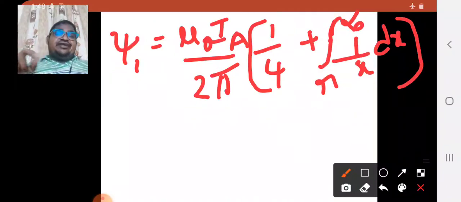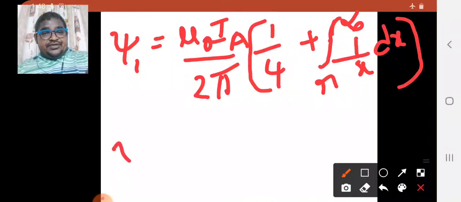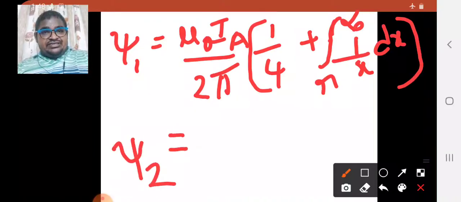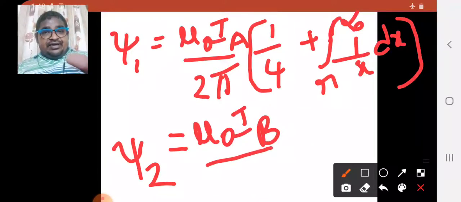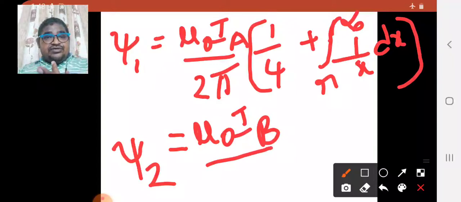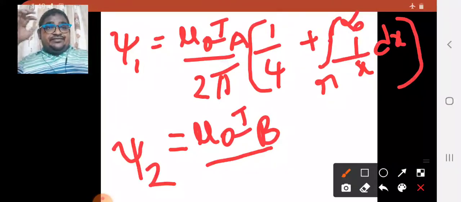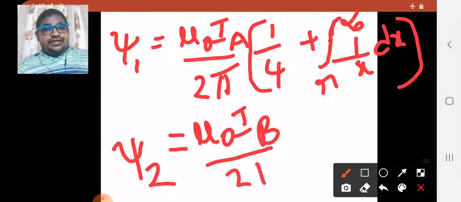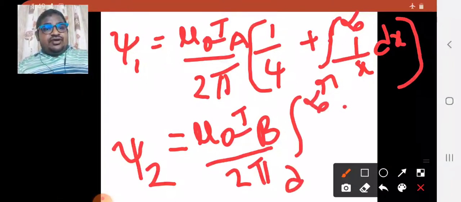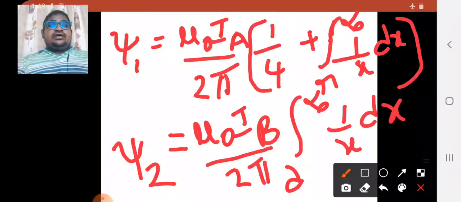Next, the flux linkage of conductor A due to the flow of current in conductor B is psi 2, which is given by the mutual flux linkage, mu naught IB divided by 2 pi integral d to infinity 1 by x dx. You must be somewhat careful. You may be confused about what psi 1 is and what psi 2 is, and how you get mu naught IA by 2 pi and mu naught IB by 2 pi, so you must go to the previous lectures. Now, what do you have to do?